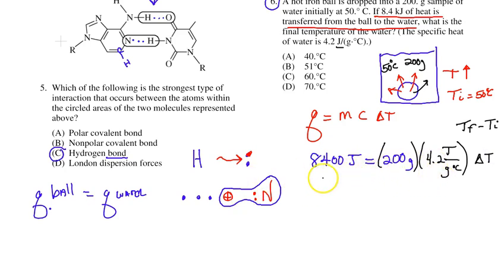So in any case, my gosh, I don't have a calculator. How can I do this? Well, 2 times 4.2, I'm going to solve for this, right? So all of this is going to go on the denominator. So this becomes 8,400 joules over what?